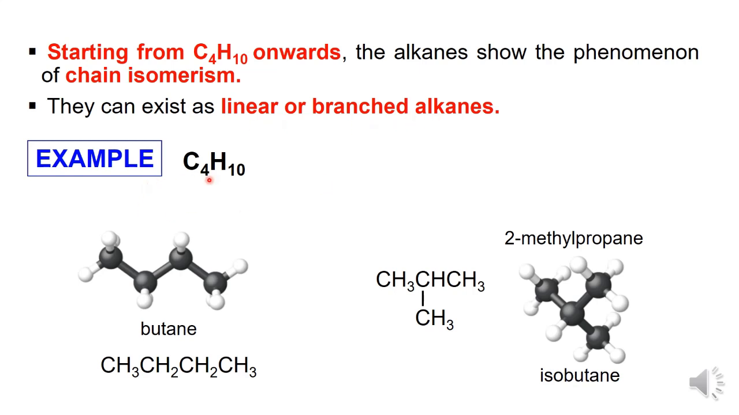Example, C4H10. The linear alkane is butane. Structure is CH3, CH2, CH2, CH3. And the one branch alkane is called 2-methylpropane. The structure here is CH3, CH, CH3 with one branch CH3 group here.